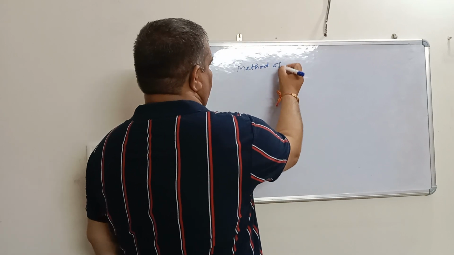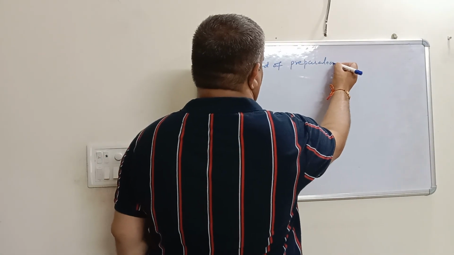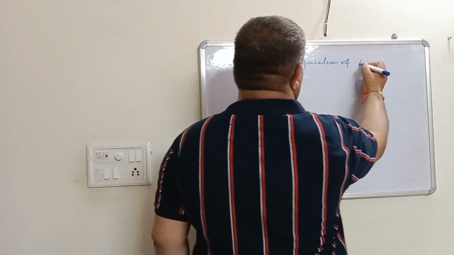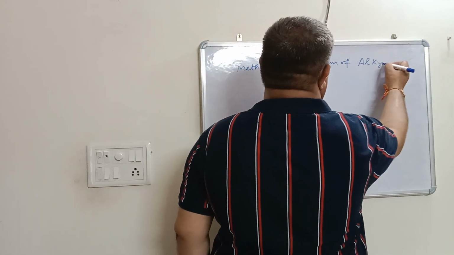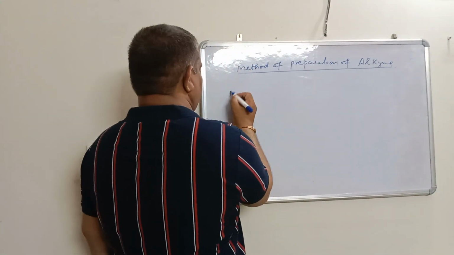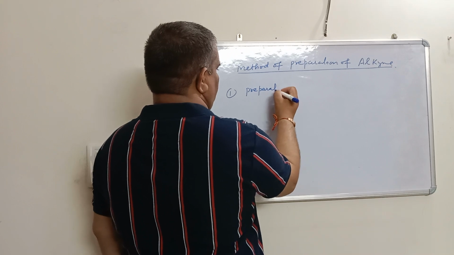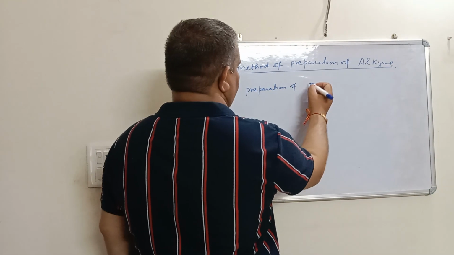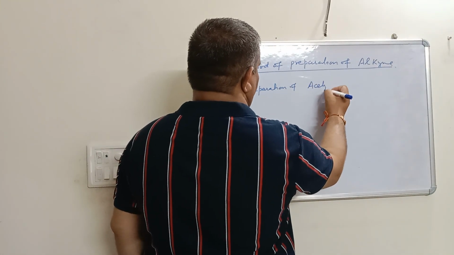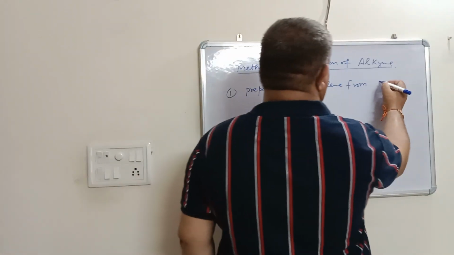Next is methods of preparation of alkynes. The first method is the preparation of acetylene from calcium carbide.